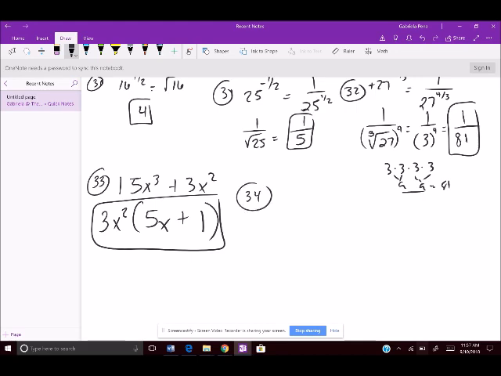For number 34, x squared plus 16. What's the answer? Prime, because this is a plus sign. I can't do anything. That's number 35. Sorry, that was 35. My bad.